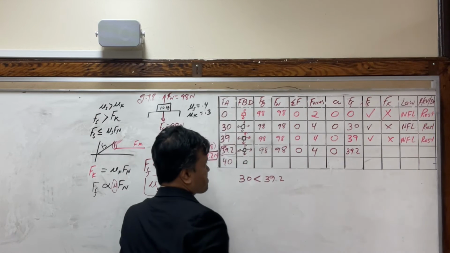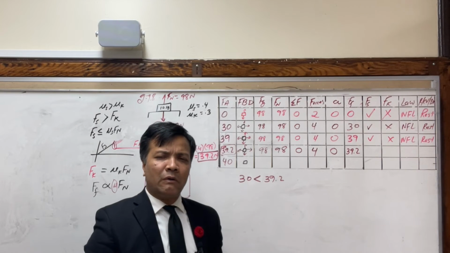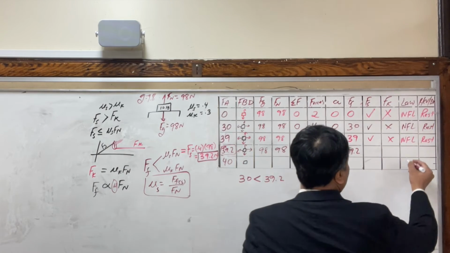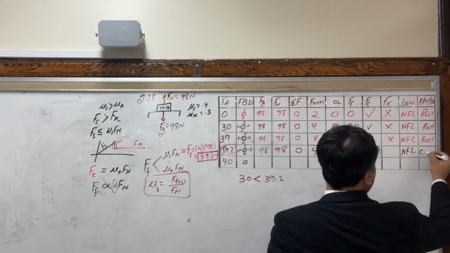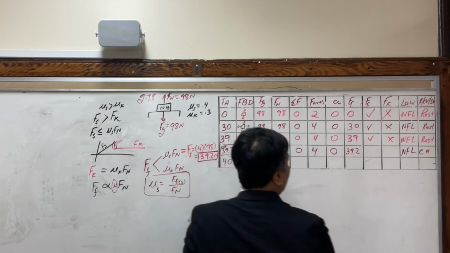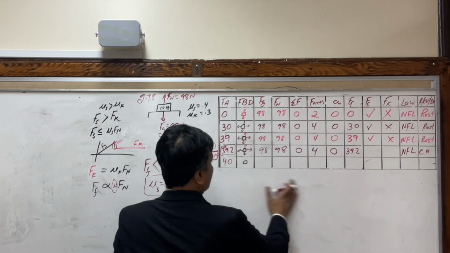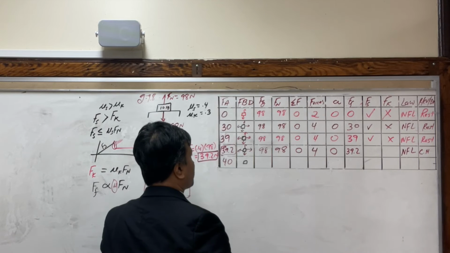The table cannot apply more than 39.2. So Newton's first law, why? Because acceleration is 0. Constant motion. All right. Now I'm going to address this issue when I do the graph.